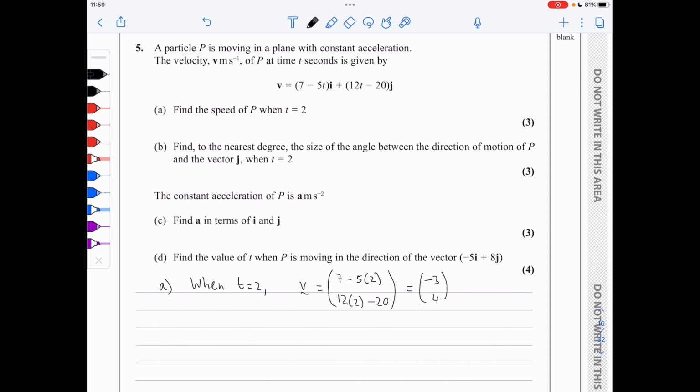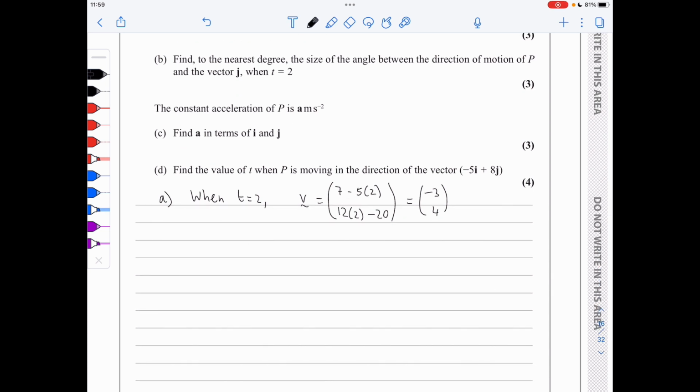We have been asked to find the speed, so I need to take the magnitude of the velocity vector. So the speed is simply the square root of minus 3 squared plus 4 squared. Remember, it's Pythagoras' theorem, which gives an answer of 5 meters per second.